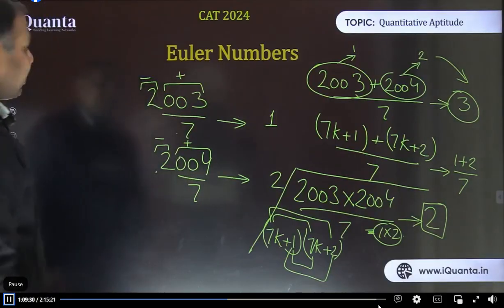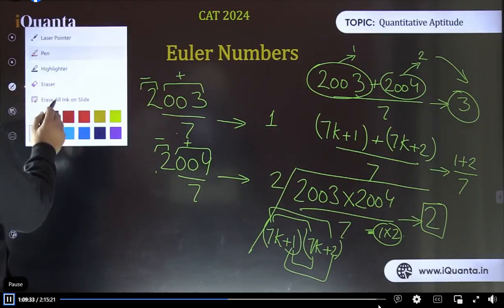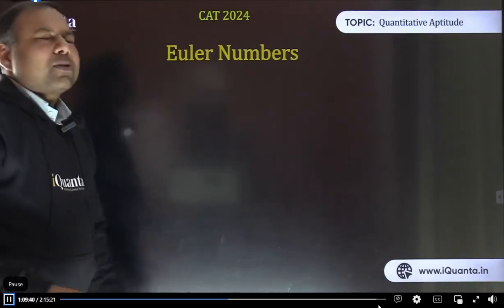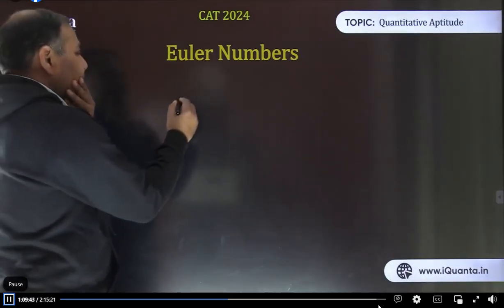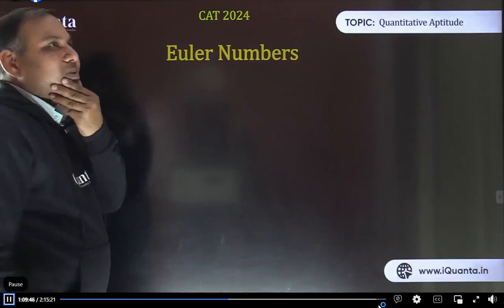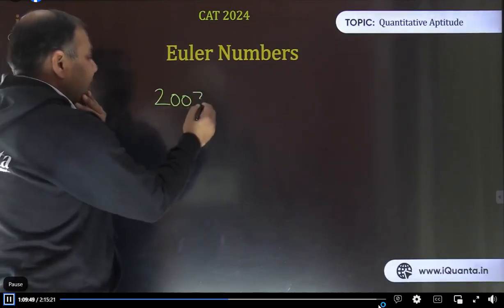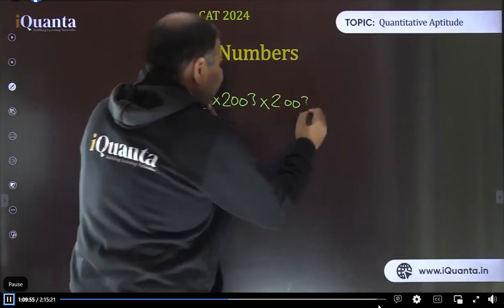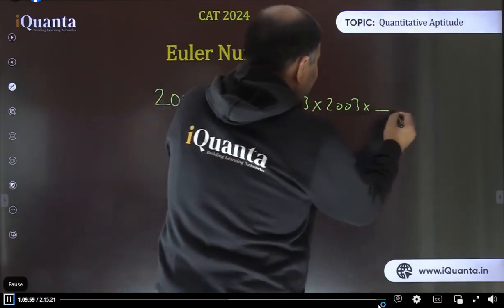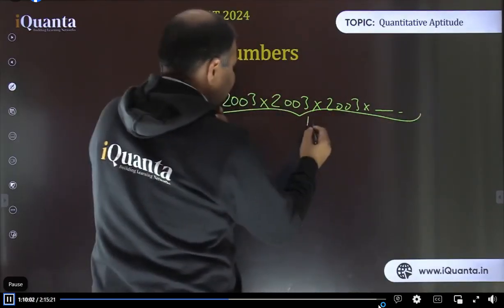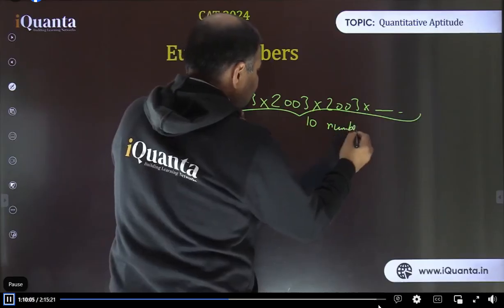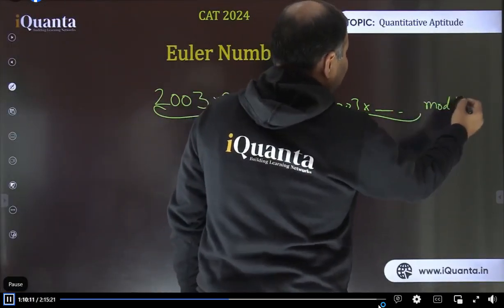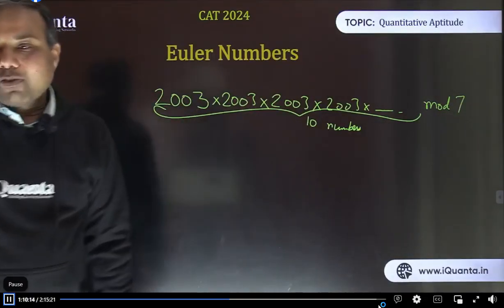Okay, let's move further. I'm erasing this part. Okay, so, good, let's move ahead. If I ask you, what will be the remainder when 2003 multiplied with 2003 multiplied with 2003 multiplied with 2003, and let's take a total of 10 numbers, when this product of 10 numbers is divided by 7, mod 7 I'm writing now. What will be the remainder?